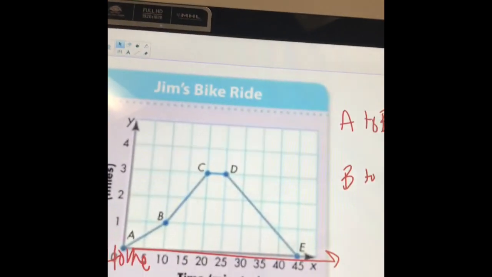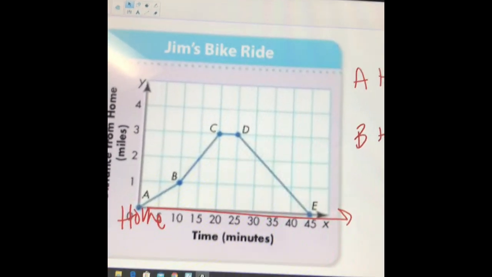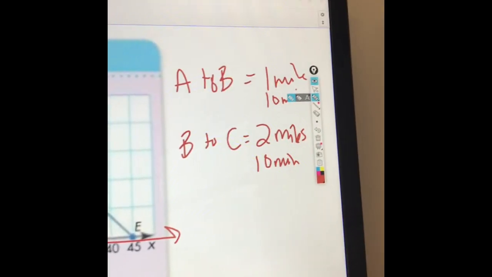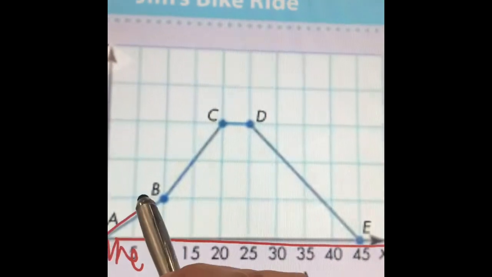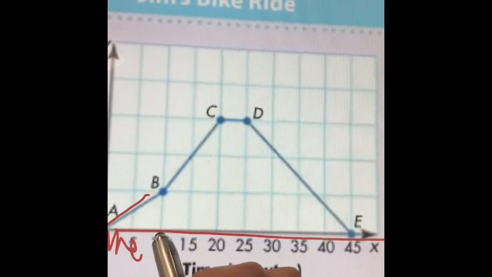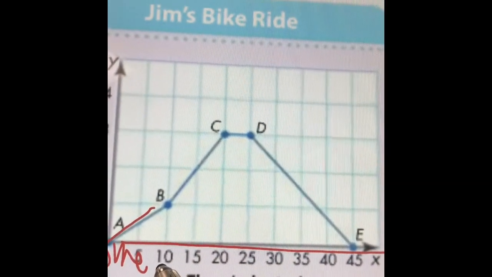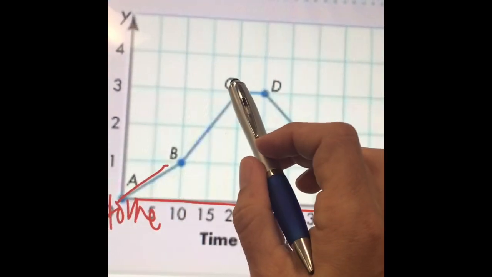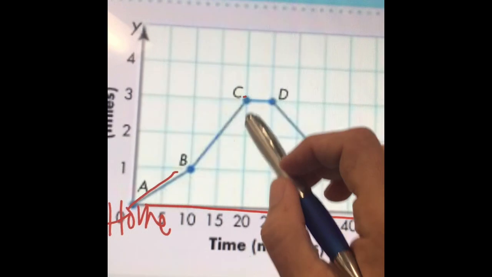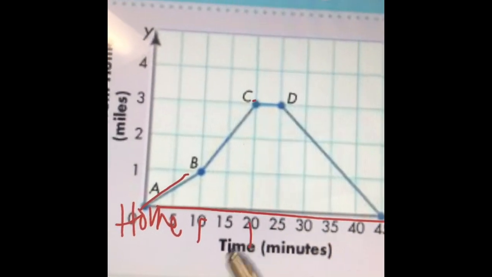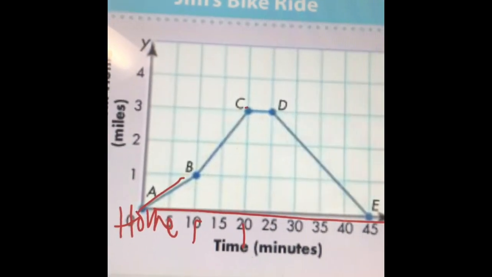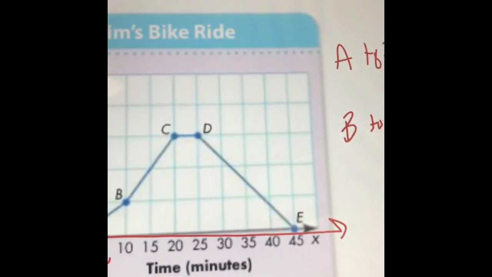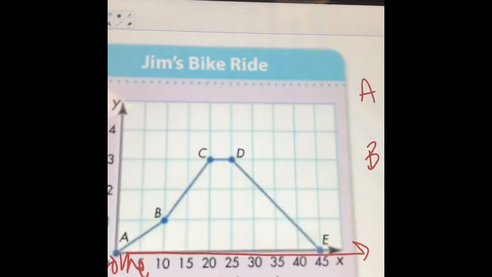If that is super confusing to you right now, I want you to look at this graph and realize, from A to B, he went 1 mile in 10 minutes. That's what that's showing you. From B to C, he was at 1 mile. He went up to 3, so that means he went 2 more miles. And he started at 10 minutes and went to 20, so that's 10 more minutes. If that's confusing to you, I'm sorry. Hopefully that explains it a little better. Let me go with a different color just for fun.